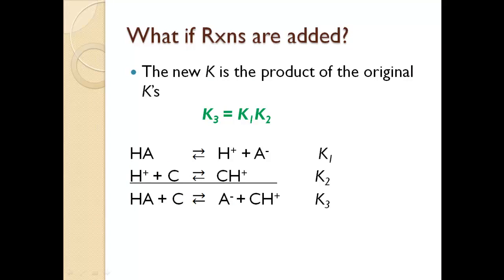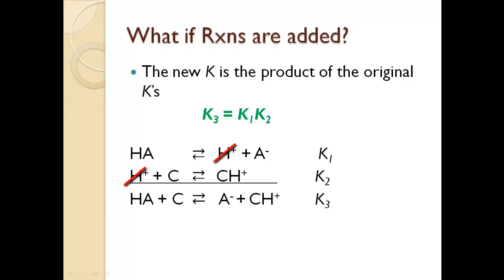All right, what if different reactions are added? The first reaction is the same one that we just saw: HA in equilibrium with H+ and A-. That would be your K1. Then you have another reaction, let's say H+ plus C in equilibrium with CH+. That one is K2. Then you have the sum of the reactions, which would be your K3. So if your reactions are added, the new K is the product of the original equilibrium constants.